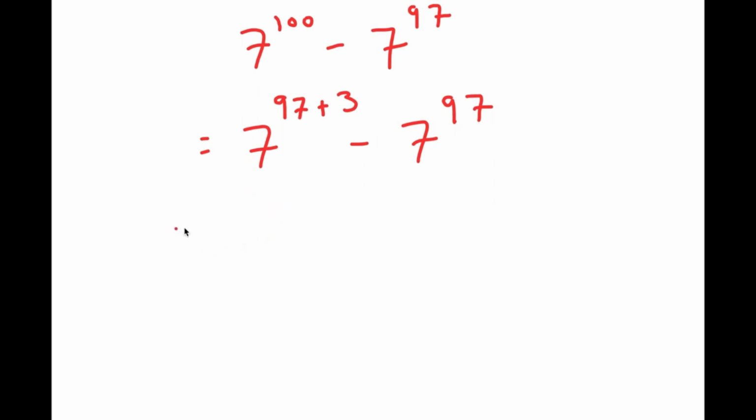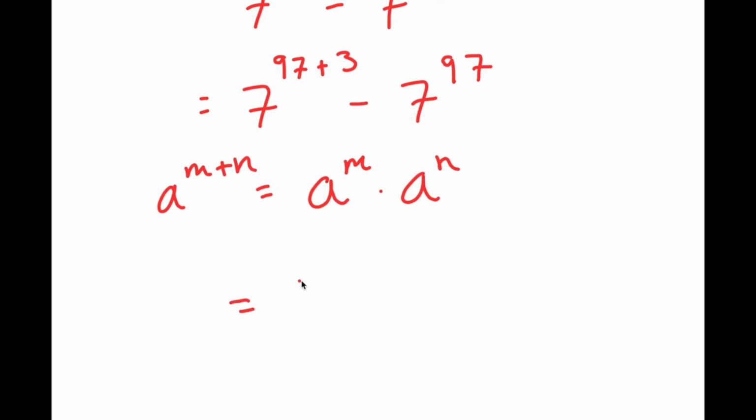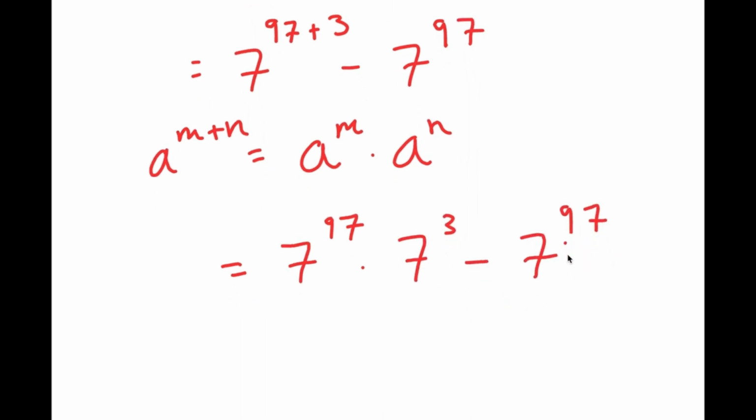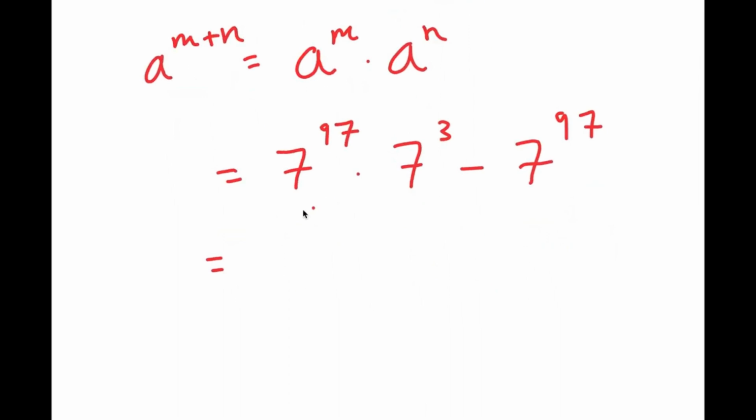Now, if I have something in the form a to the power of m plus n, this is equal to a to the power of m times a to the power of n. So 7 to the power of 97 plus 3 is going to equal 7 to the power of 97 times 7 to the power of 3, and I have this minus 7 to the power of 97. Now from here, notice how both of my terms have 7 to the power of 97 in them. So I can simply factor out 7 to the power of 97, and I get 7 to the power of 97 times 7 to the power of 3 minus 1.